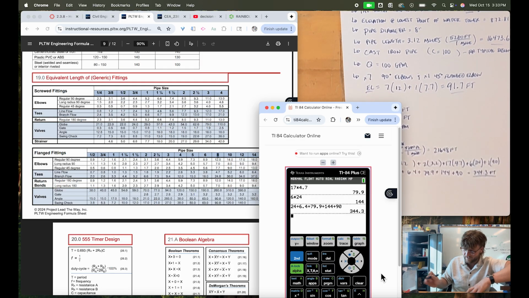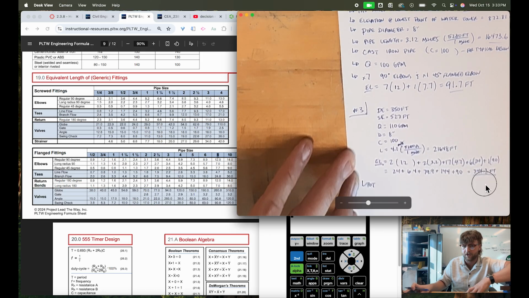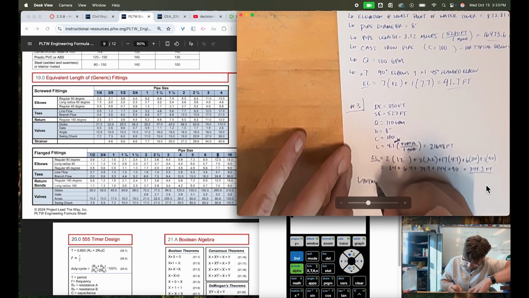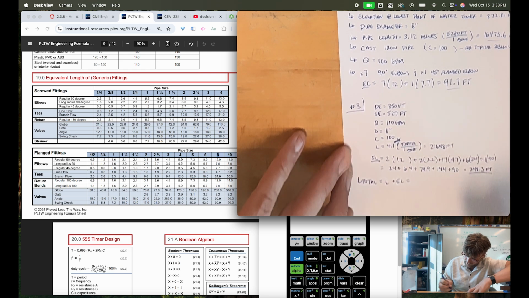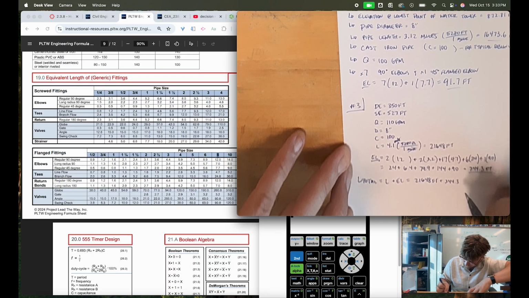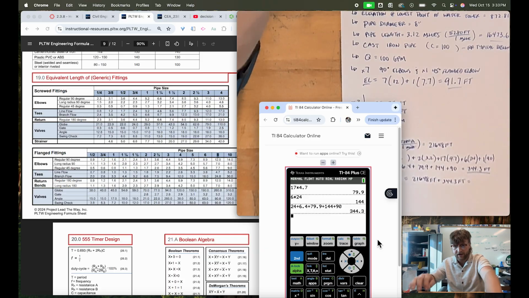So that's the equivalent length there. Now remember, to get our total length, we've got to add up that previous length plus the equivalent length. So we're going to do 21,648 feet plus 344.3 feet. Now if we do that, we can punch that into the good old calculator.